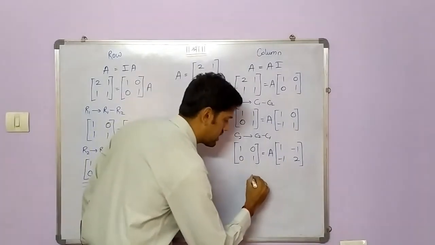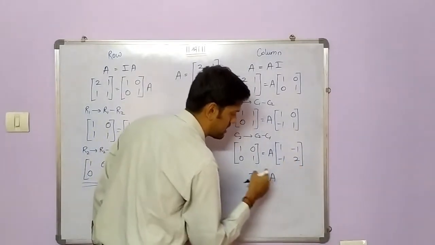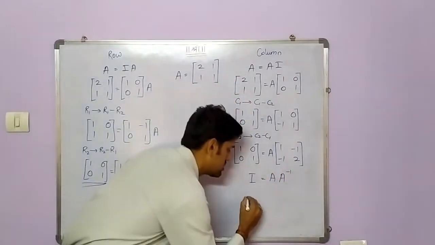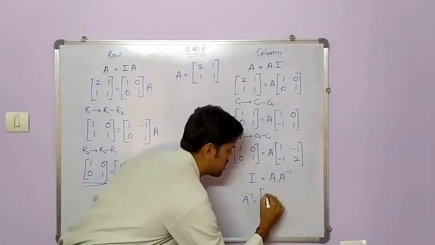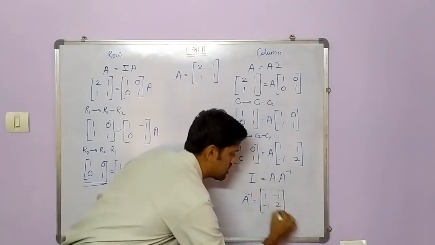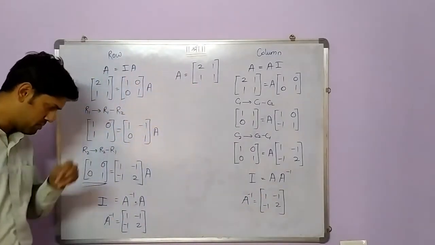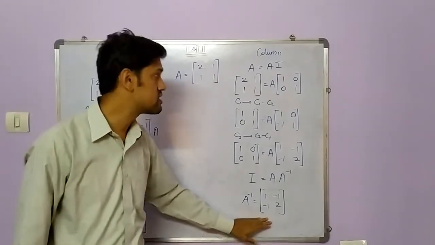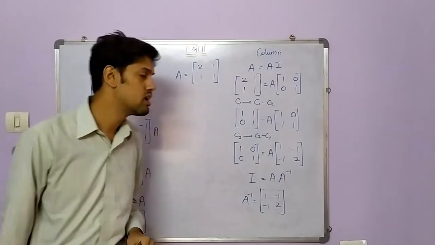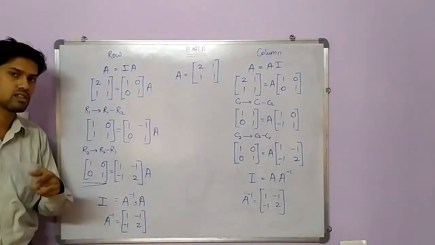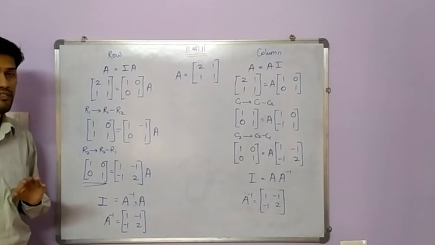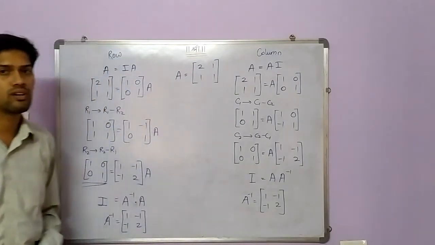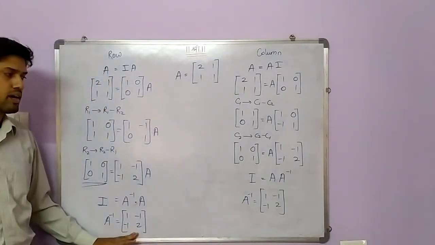Since this is an identity matrix, I am getting A into some other matrix as identity matrix. Hence, this matrix has to be A inverse. So we get A inverse is equal to 1, minus 1, minus 1 and 2. Observe here, this is the A inverse we got using row transformation. This is the A inverse that we got using column transformation, and both are same. This was a theorem that we saw: the inverse of a matrix, if it exists, is unique. No matter what method you follow, the inverse of a matrix will remain the same.